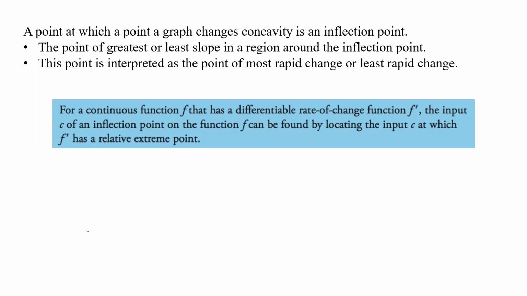If you remember, when we're coming up here, then it comes up here, we go like that. That point right here, or roughly right there, that's going to be our point of inflection. It's going to be the point of greatest or least slope. It's going to be greatest for positive. If it's coming down, it'll be the least slope in a region around that inflection point.